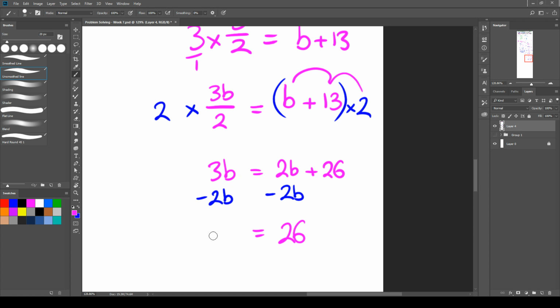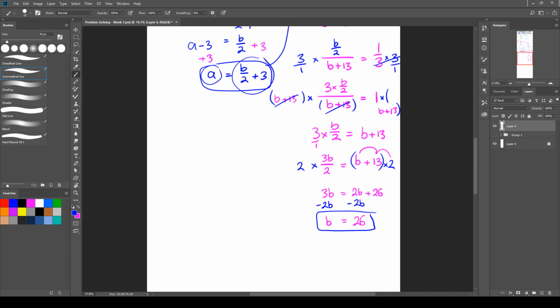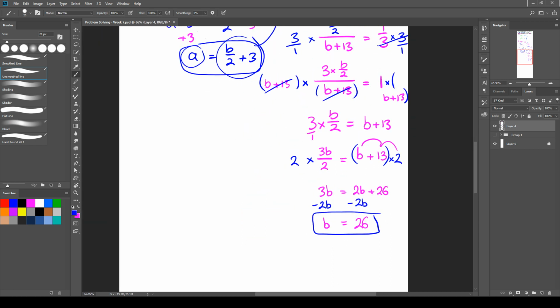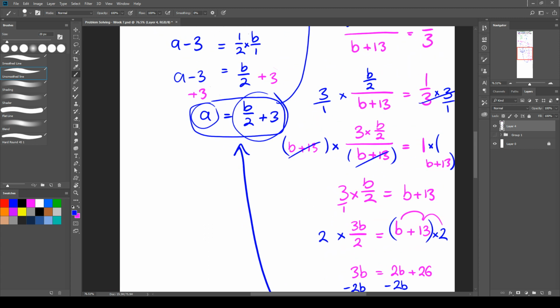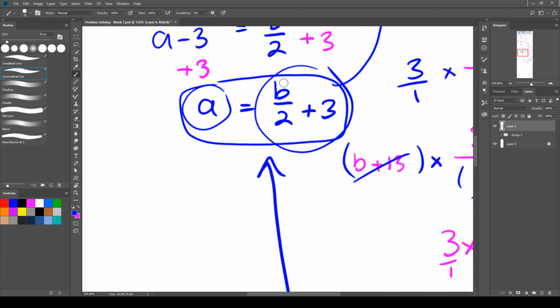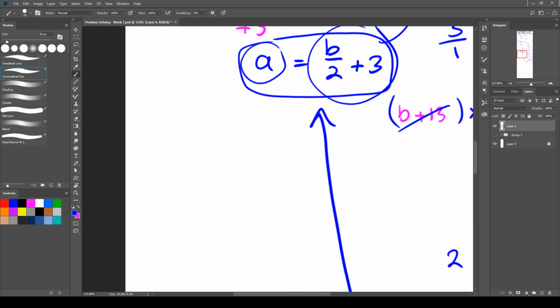3b, take away 2b, that just gives me 1b left, which is awesome. So the answer here, I've actually got a real value. So I've got one of them. Now I just have to figure out what A actually is. So my pen has stopped working again. If I take this and substitute it back into here, every time the B shows up, I could just swap out the letter B for the number 26 and see what I get for the letter A.